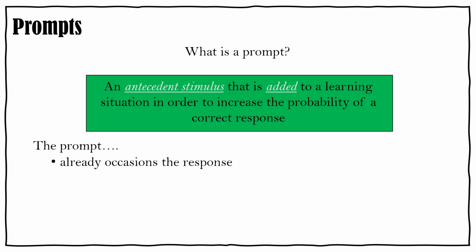When you do prompting, you want to make sure that you use a prompt that already occasions the response. So if the kid can echo you, then an echoic prompt would be great. So making sure that your prompt is successful before you use it. If the kid does not have echoics, then you might have to teach echoics. So things like that. Once again, the prompt does not occur naturally in the situation.